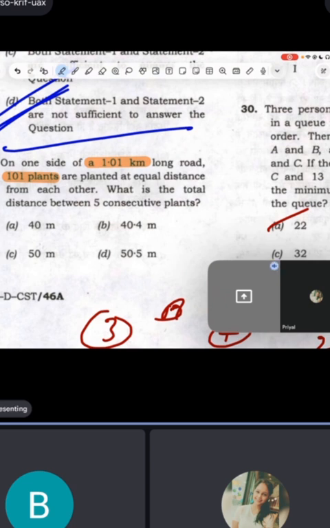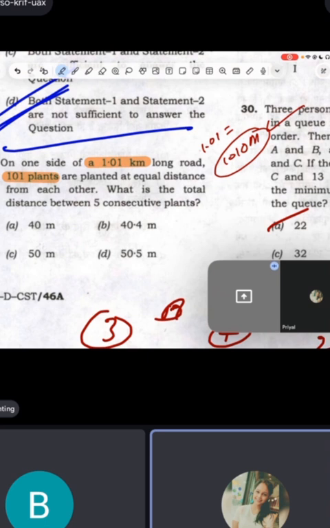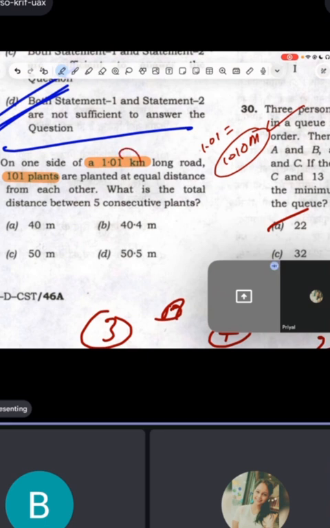Does the examiner want to know that 1.01 kilometer equals 1010 meter? No, the examiner does not want this from you. This is an easy question, guys. But what most people will do is convert into meter, 1010, then divide by 101 plants. It will come 10. So now five plants, 10 times 5, 50 meter. Absolutely wrong.